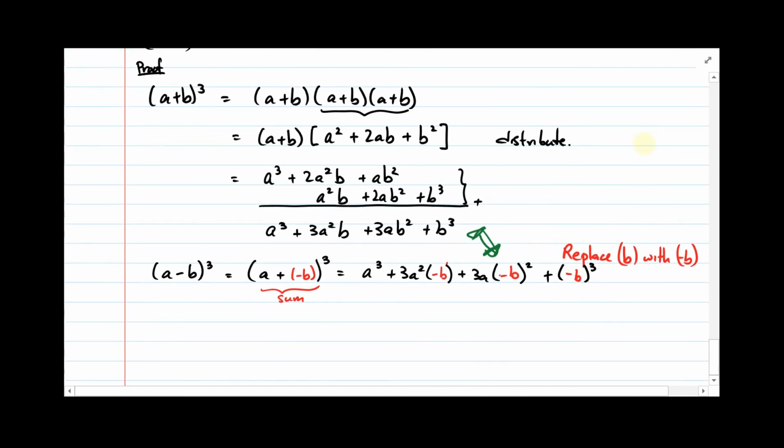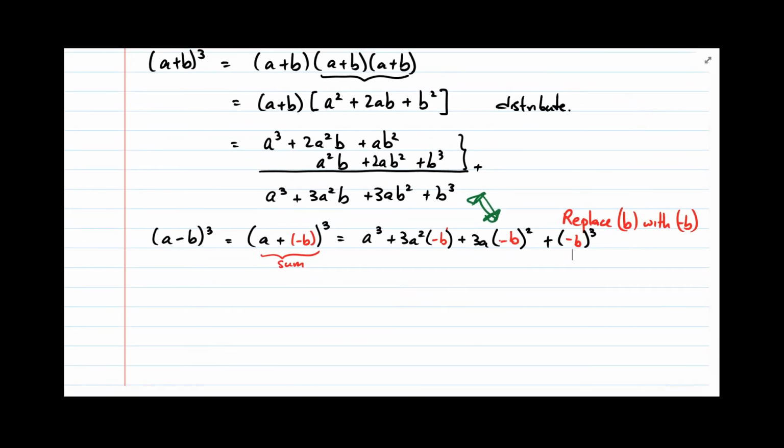Okay, let's give ourselves some room. I'll just pull down when I need to compare. And now let's work out. So a cubed, then negative b. That whole term would be negative 3a squared b. Negative b all squared is positive b squared, so I get 3ab squared. A negative number to an odd power is negative, so I end up with minus b cubed.